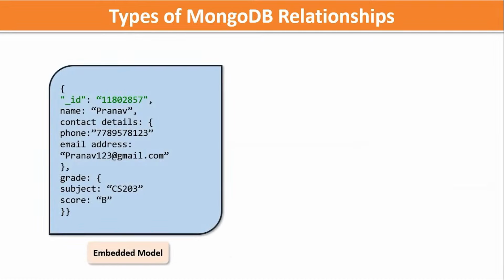Now, if you consider this embedded model collection which I have here, let's say I have the details of a person whose name is Pranav, whose ID is 118025. His contact details are there, his phone number, his email address. Now, this is basically one document, right? Now, similarly, I have another document wherein I have his grade details. That is his subject, which is CS203, and the score, that is the grade that he has achieved, is B. Now, instead of having two different documents in the collection, I'm basically merging them. That is, I'm embedding both of these into a single document. So this is what the embedded model does. It basically combines two documents into a single document structure.